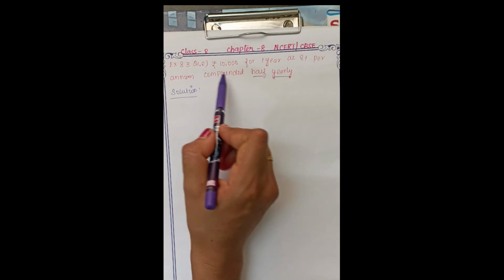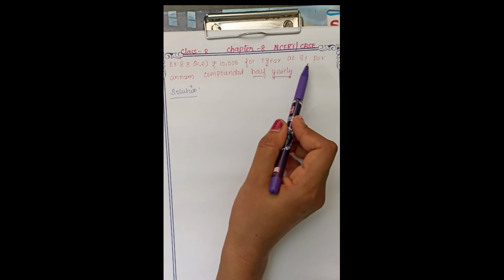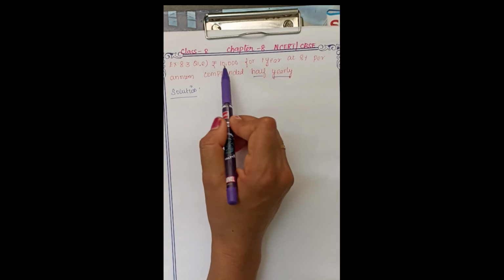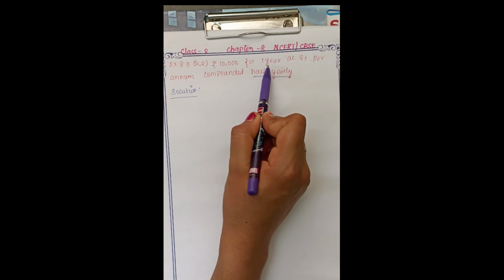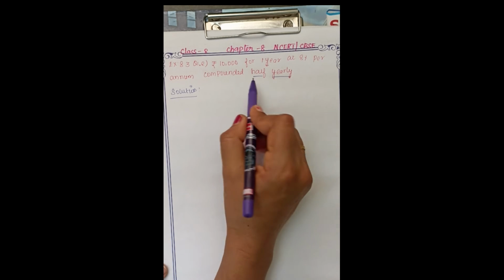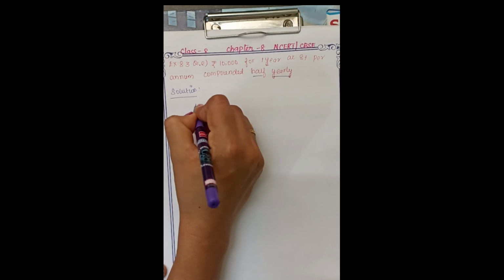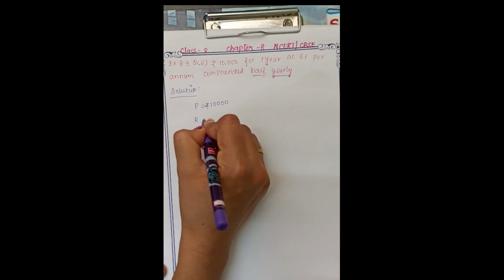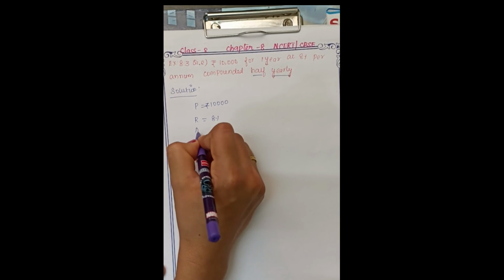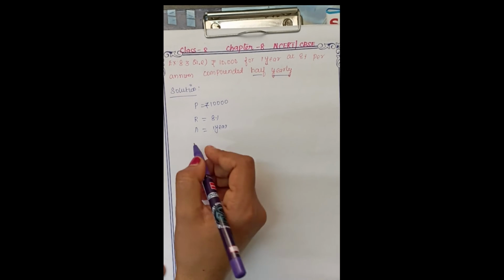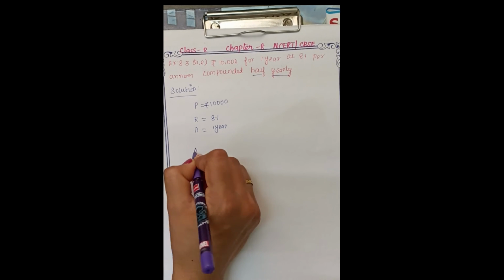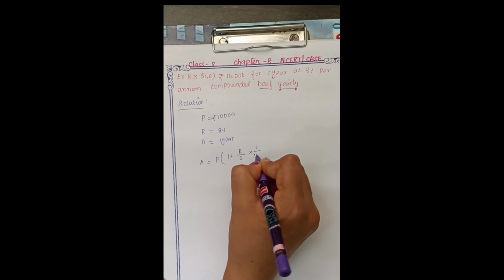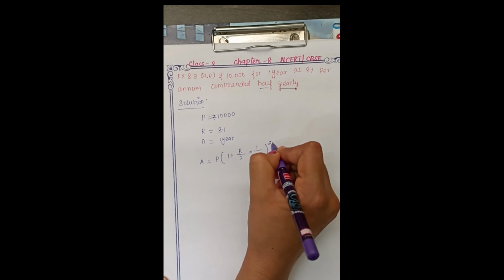And the next question is rupees 10,000 for 1 year at 8% per annum compounded half yearly. So we need to find the compound interest for rupees 10,000 for 1 year at interest rate of 8%. So it is compounded half yearly. So here the principal amount is 10,000 rupees. Interest rate is 8% and n is 1 year. So for compounded half yearly, we know the formula A equal to P into (1 plus R by 2 into 1 by 100) to the power 2n.